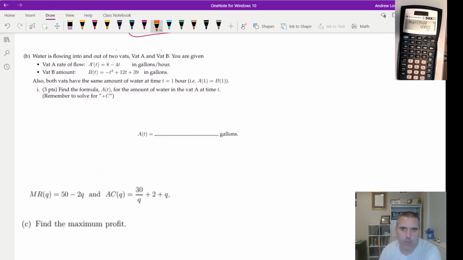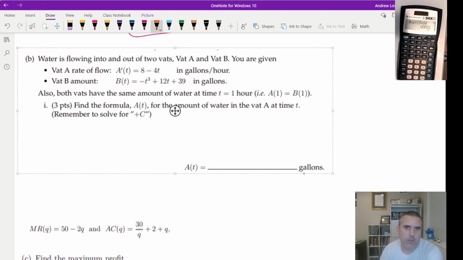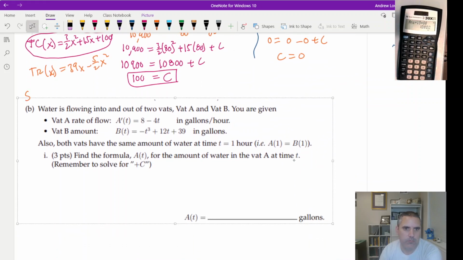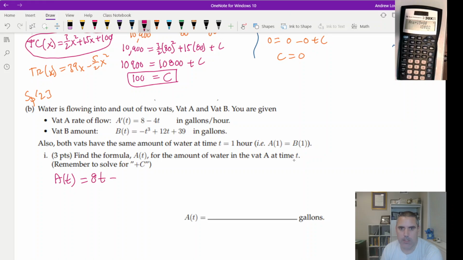This is very similar to the quiz we had. This is an old exam question. So this is spring 23. It's asking for a formula that gives a prime. So a of t, we need an antiderivative. It's going to be 8t minus 2t squared, I divide by 2, plus c.